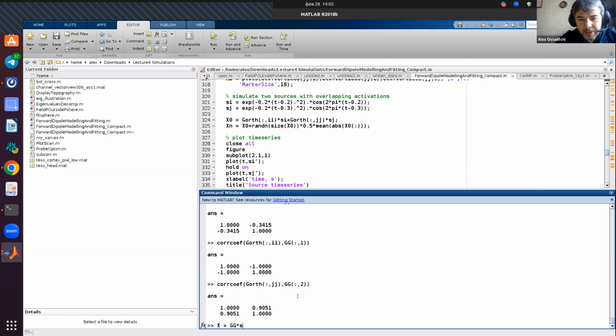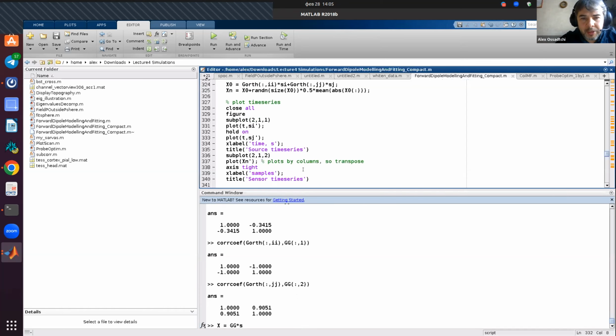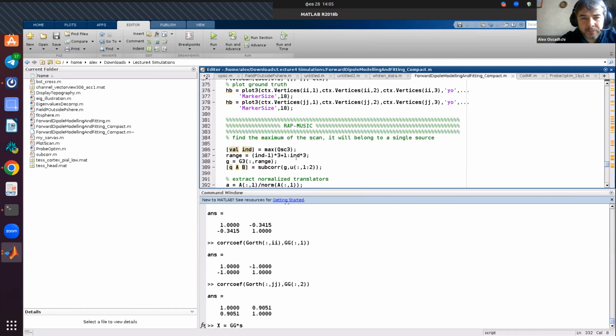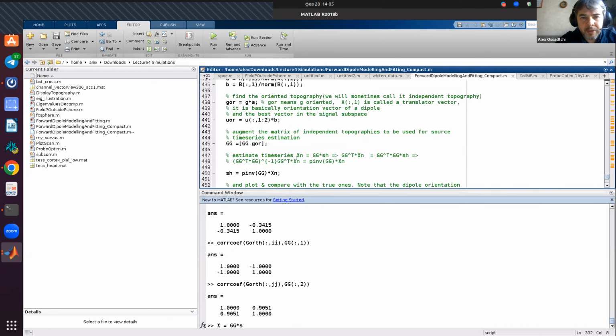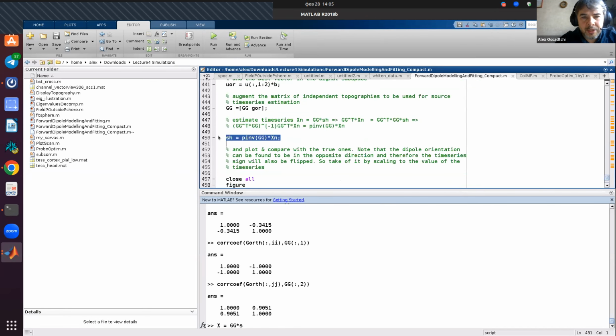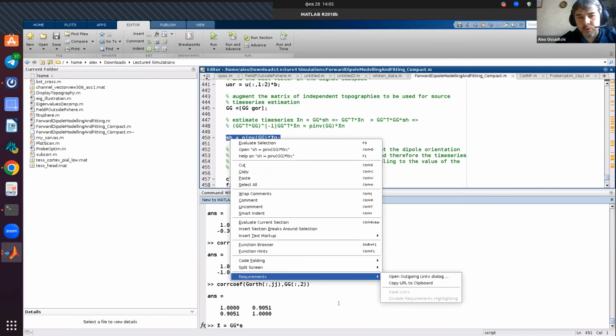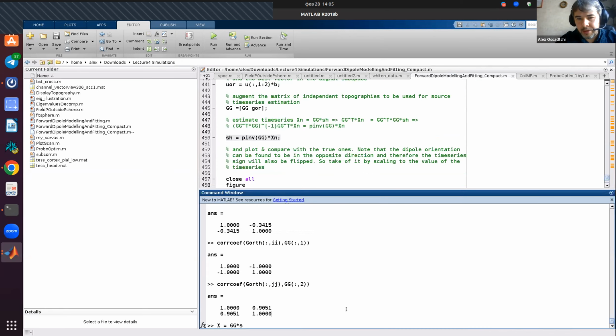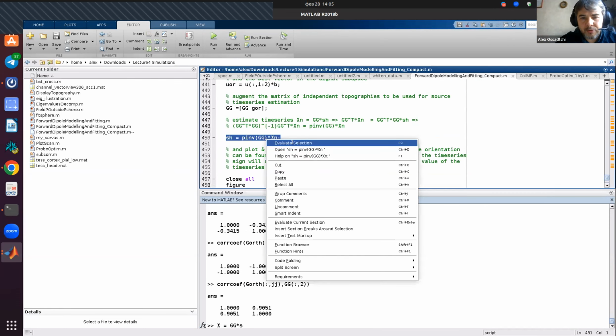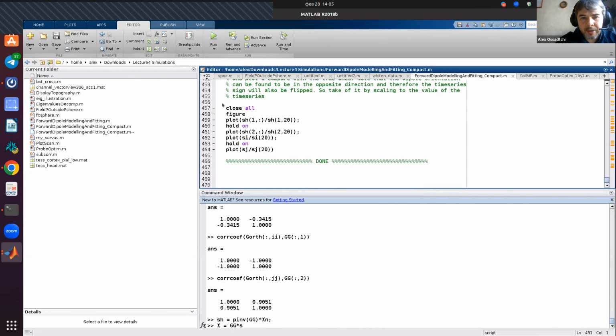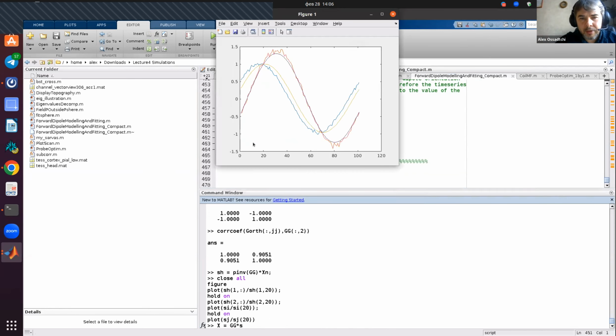And then yeah, so you get it here. Yes, here is your GG. This is equivalent to the pseudo inverse of GG, okay? It's GG transpose inverse multiplied by G transpose, it's simply the pseudo inverse of GG, okay? You do this, and then you do this, and there we go.